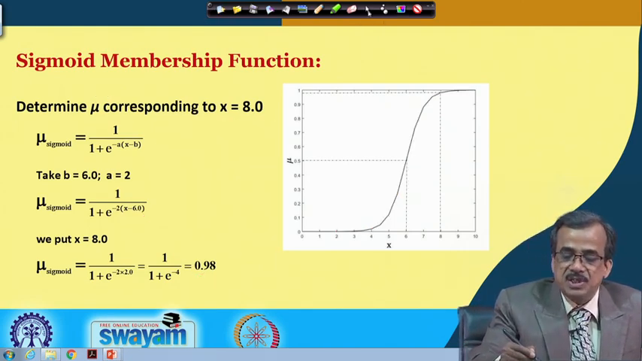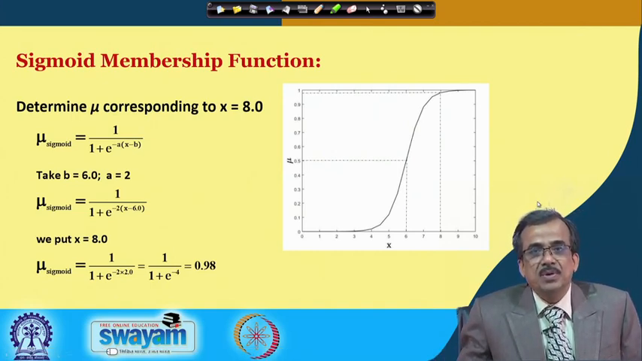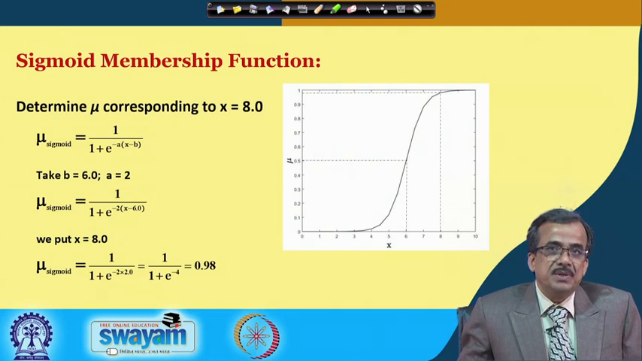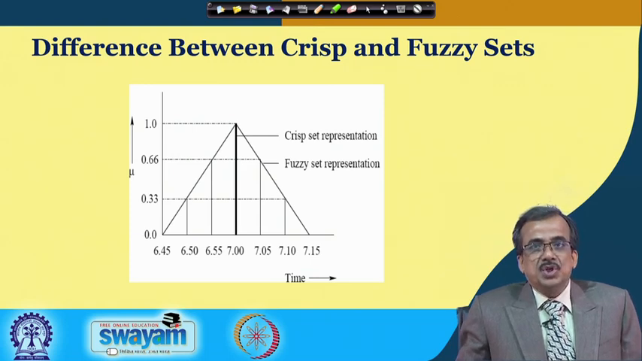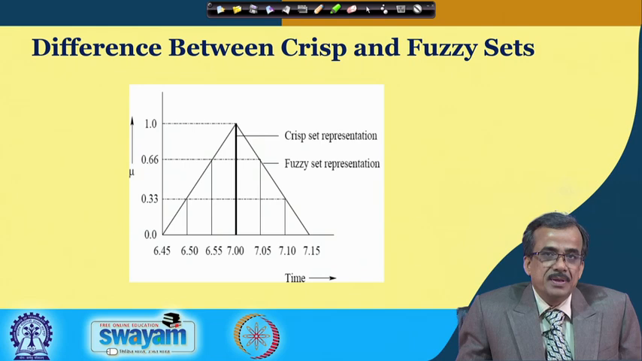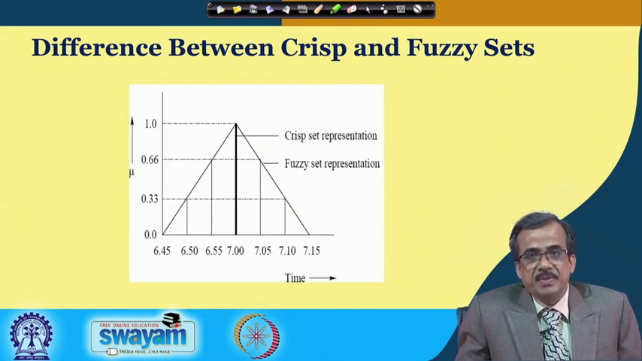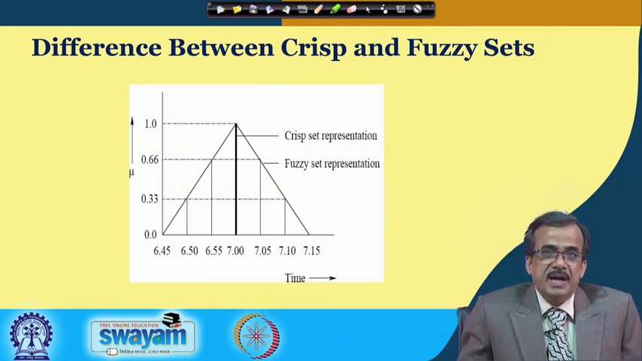So, this is the way we can determine the membership function value for various distributions used for representing the fuzzy sets. So, till now we have defined the concept of fuzzy sets and the concept of classical sets. Now, to recapitulate the definitions and the difference between the classical set, that is the crisp set, and the fuzzy set.